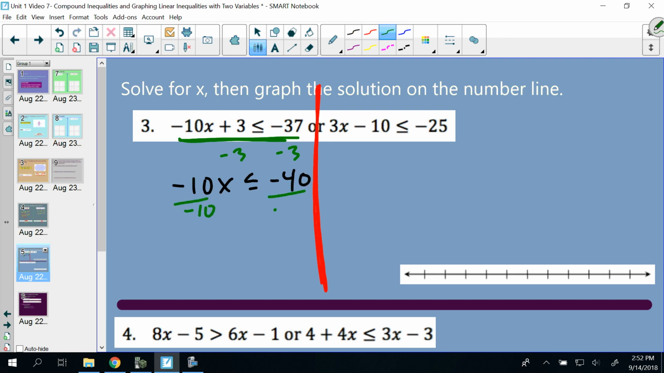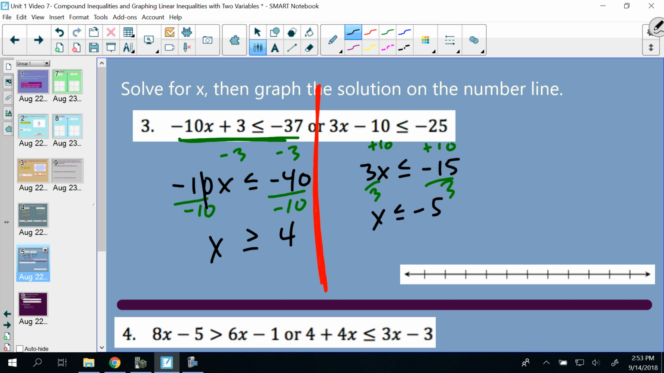Now here we're dividing by a negative. This is an instance where you want to make sure you've switched the direction of the inequality sign. Solving the other one, looks like we want a plus 10. It's going to give us 3x is less than or equal to negative 15. Divide by, here we're dividing by a positive 3. Okay, so no need to switch it on this one. X is less than negative 5.